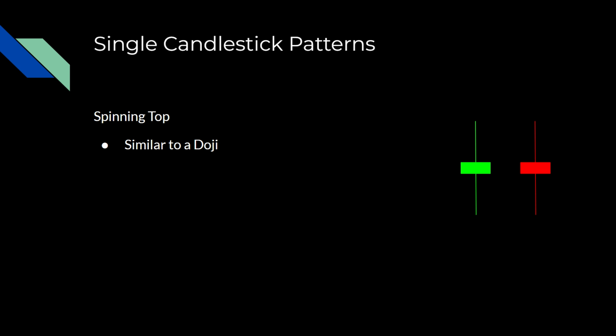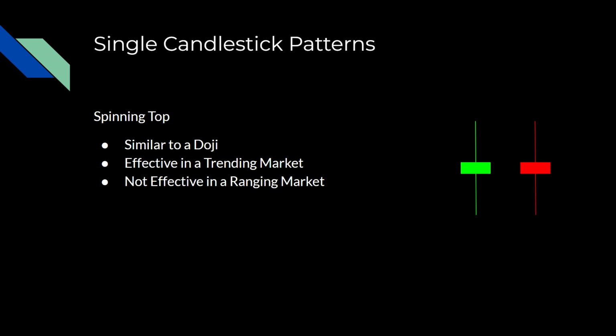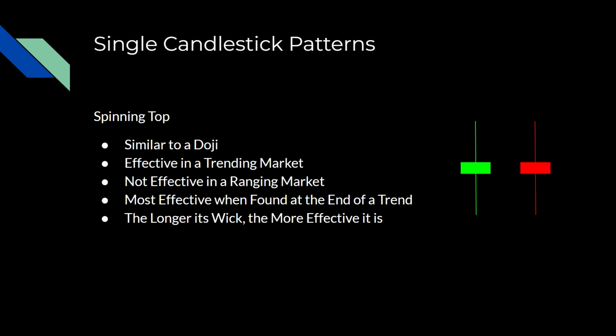Spinning tops are most effective when found in a trending market. In a ranging market, spinning tops will not be that effective. Spinning tops are most effective when found at the end of a trend. Similar to a doji, the longer its wick, the more effective it is. Ideally, the lengths of its upper and lower wicks should be equal. There are more single candlestick patterns which will be covered in another video. We will only be talking about the most commonly seen candlestick patterns in this video.